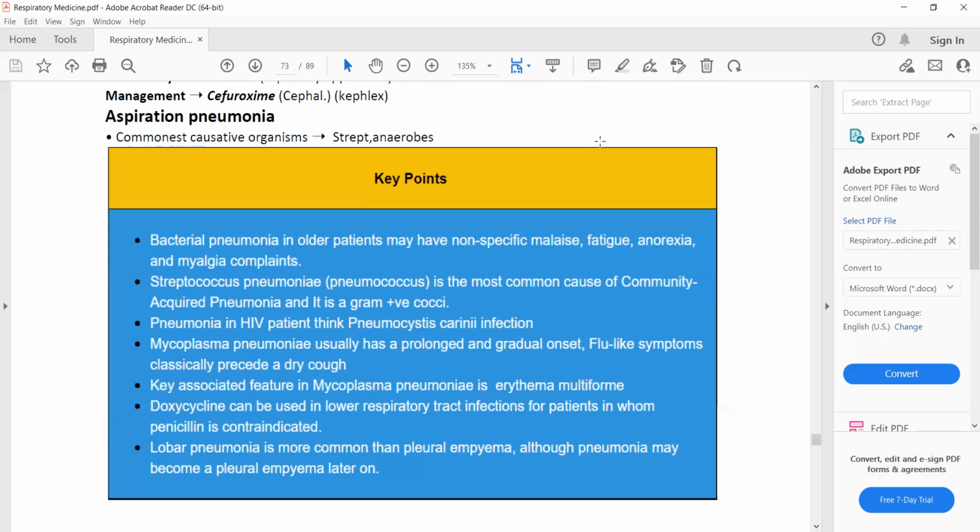Mycoplasma pneumonia has a prolonged and gradual onset of flu-like symptoms, and that classically precedes a dry cough. The key association present in Mycoplasma pneumonia is erythema multiforme. Doxycycline can be used in patients who are penicillin allergic, and if clarithromycin cannot be used, then in those patients we use doxycycline.